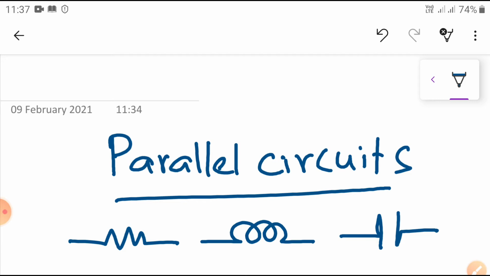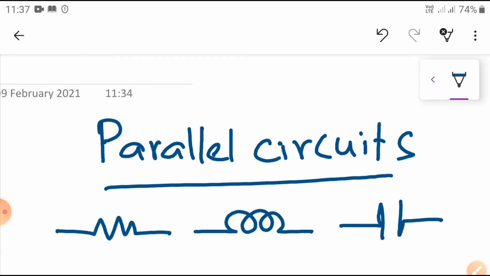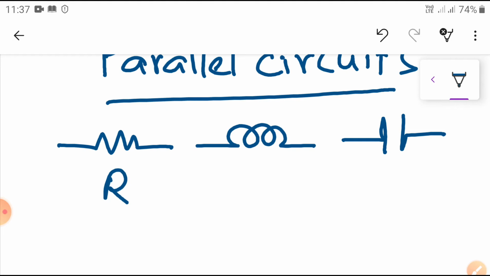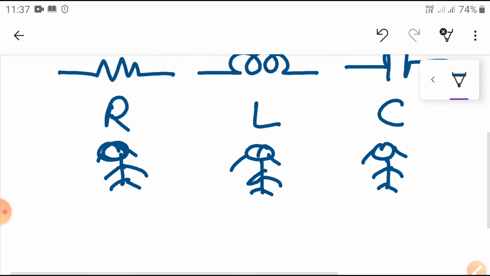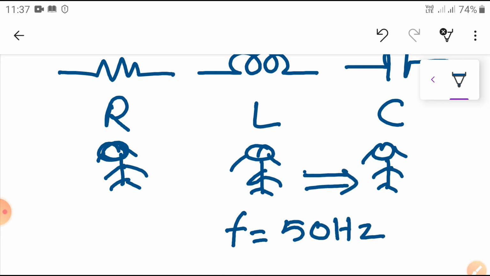In DC, the current depends only on the resistance values, but here not only resistance, there are also inductance and capacitance. These two come in along in AC circuits due to the frequency. In DC there is no frequency. Here the Indian frequency is 50 Hz, and due to it these two come into the picture. Okay, so we are going to connect them.